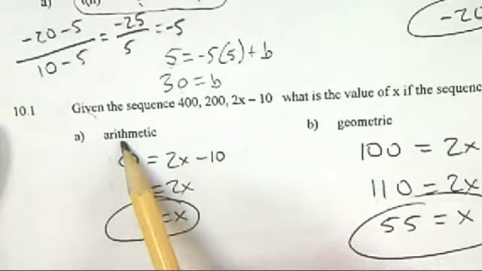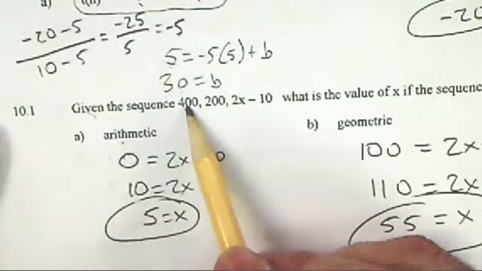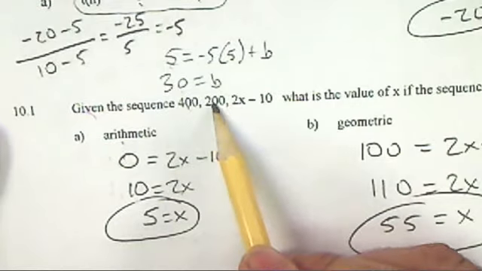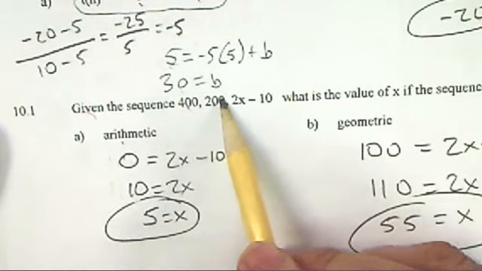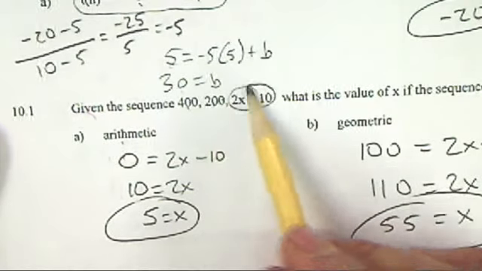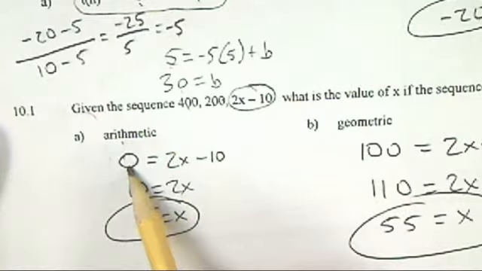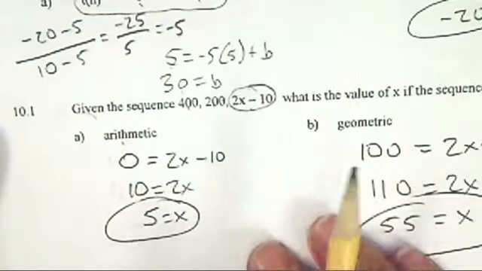Arithmetic means it's adding or subtracting something. How do I go from 400 to 200? You subtract 200. So you subtract 200 again to get to this spot, and that's 0. So I plug 0 in, equal to that spot, and solve.